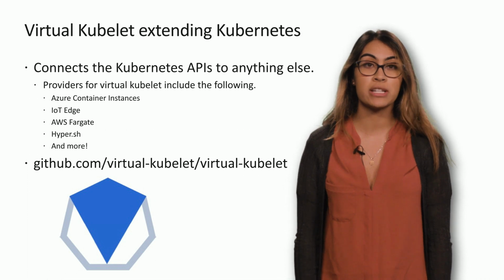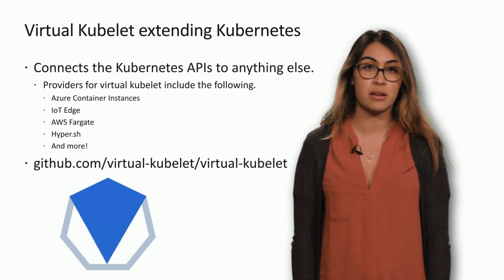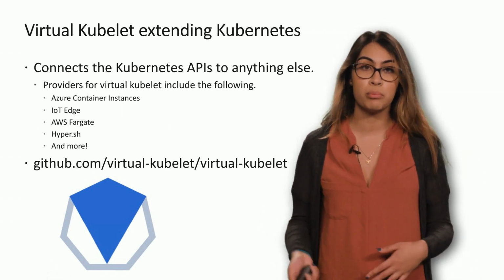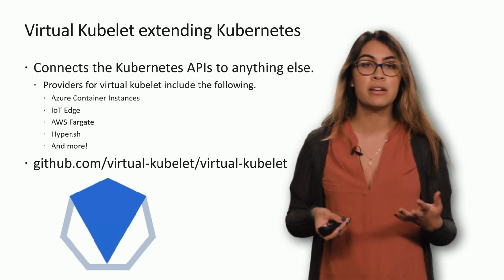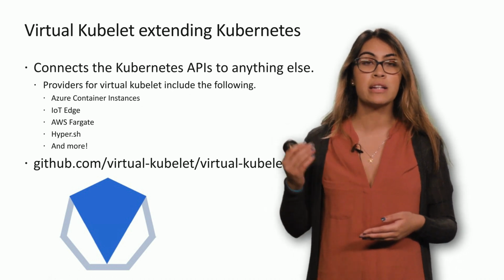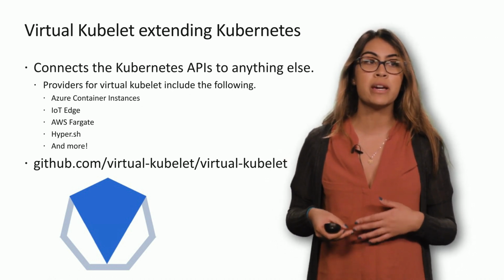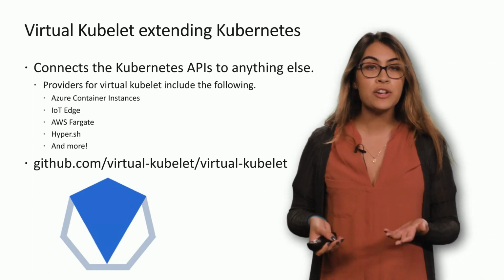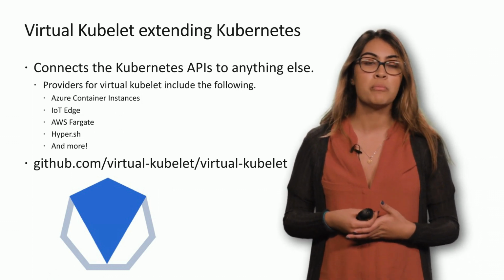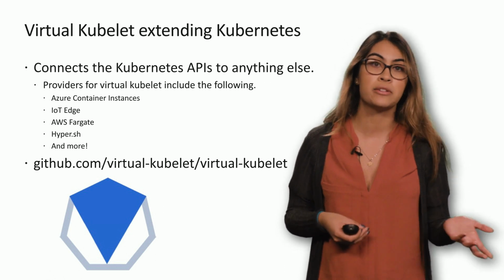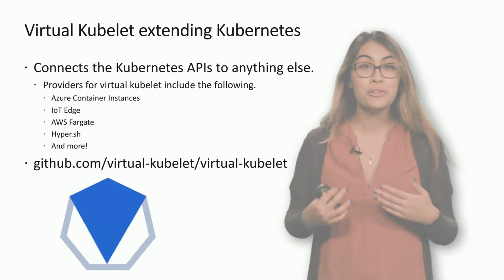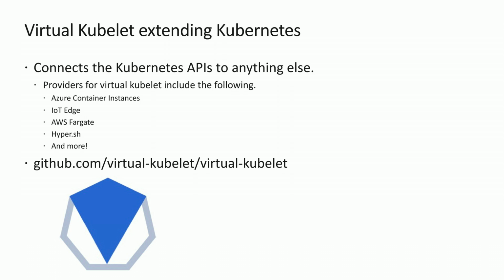Our Virtual Kubelet project in the open is something that we released last December, and it's gained a lot of support since then. Basically what we've done is we figured out how to extend Kubernetes and connect the APIs of Kubernetes to APIs of any other kind of service. For Azure, we're connecting it to Azure Container Instances, but we also have another provider for the IoT Edge, which is pretty great. And we also have support from the rest of the community. So not only Microsoft, but providers from Amazon, HyperSH, VMware have all joined the cause of helping us build Virtual Kubelet. And the GitHub link is on the slide.